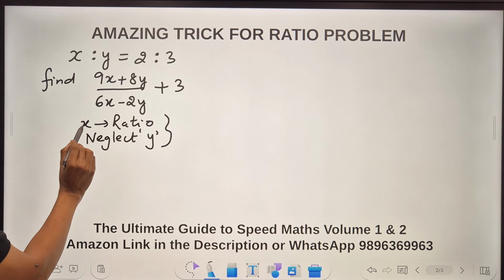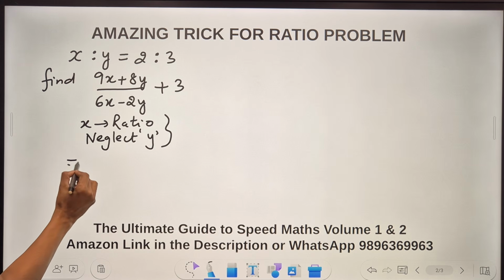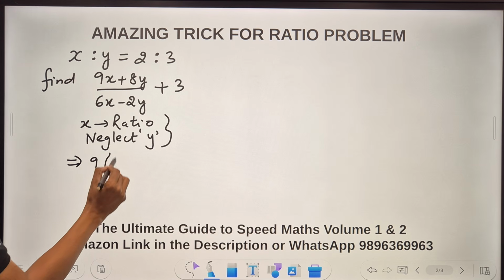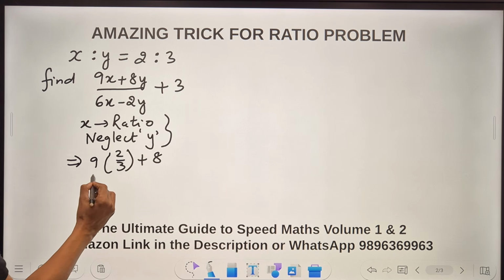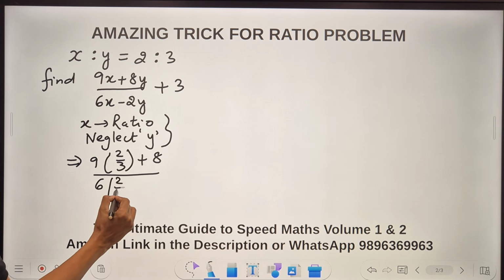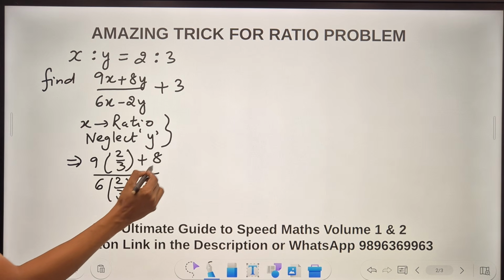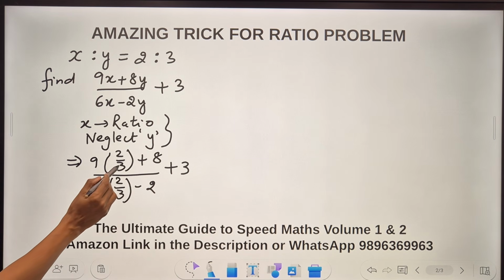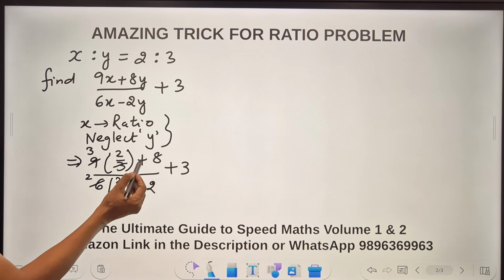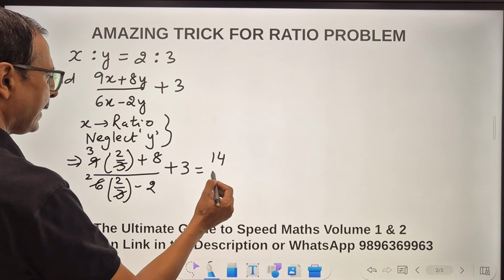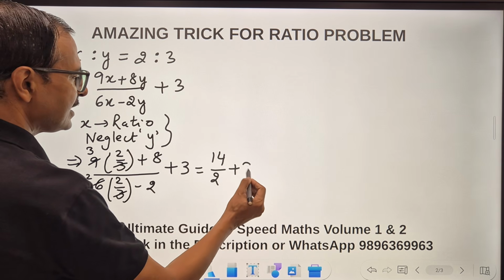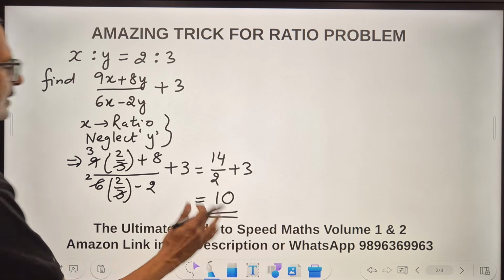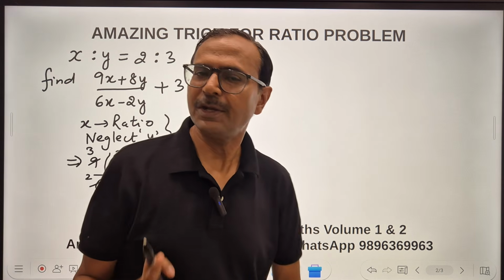Now from this, change x to the ratio. So 9 times the ratio is 2/3, so I'll do 2/3, plus 8y, neglect the y, so just omit the y. Here 6 times 2/3 minus 2, neglect the y, and plus 3, and that's it. You will get your answers. 3 cancels this 3 times and 3 cancels this 2 times, so here we have 6 plus 8, which is 14, and in the denominator 2 into 2, 4 minus 2, 2, and the plus 3 gives 7 plus 3, 10 as the answer. No substitution of k, nothing, and you get to your answer.